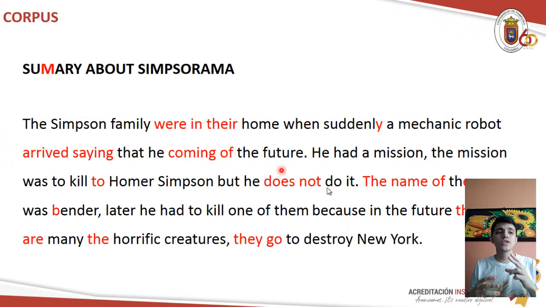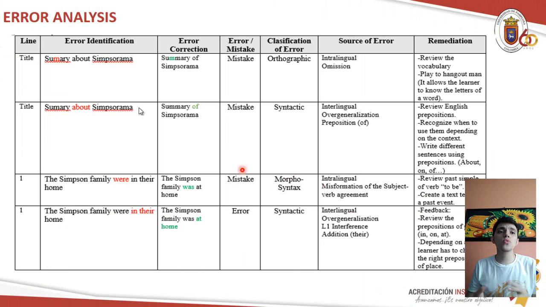I identified 2 mistakes in the title section. As you can see here, the student has forgotten to add an important element of this word, which is summary. He forgot to add the double M, and this is a mistake because the student knows this word but misspelled it. So the classification of the error is orthographic, and the source of this error is intralingual because it comes from the learner's creativity, and omission because it's missing that consonant.